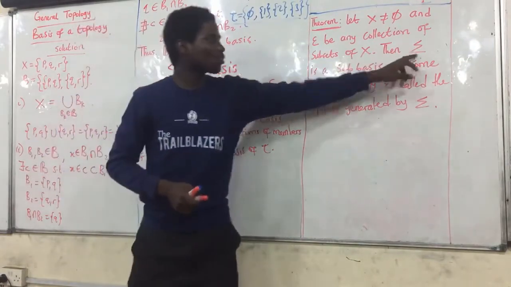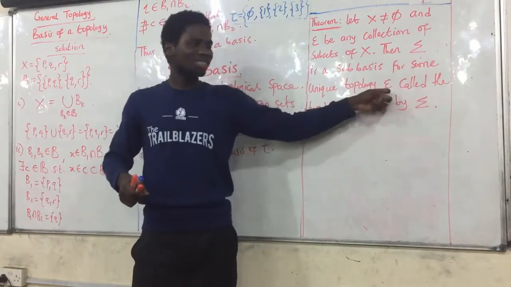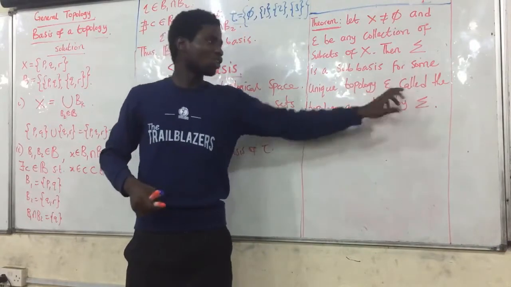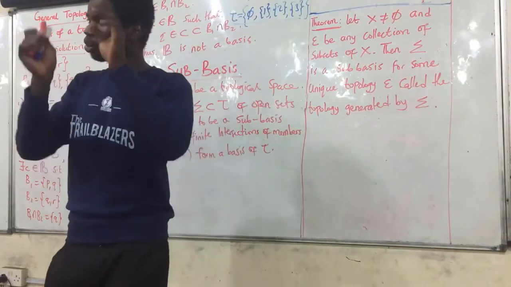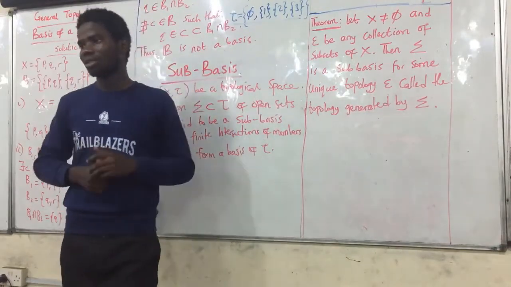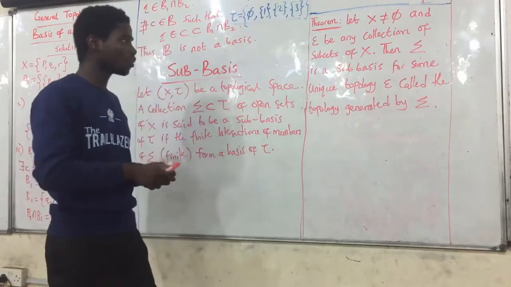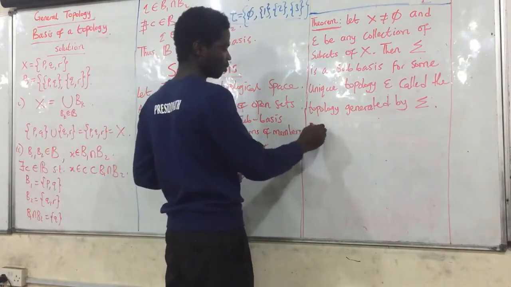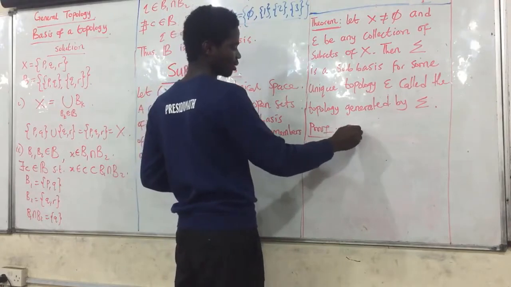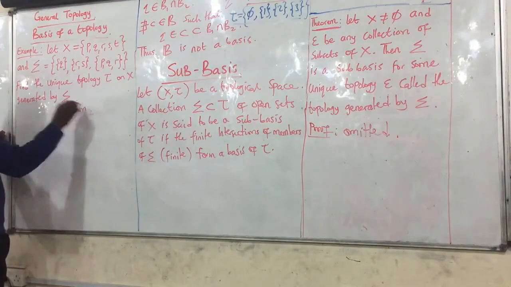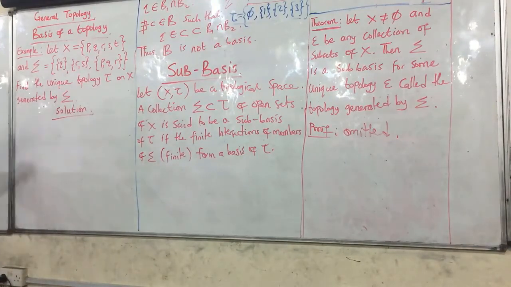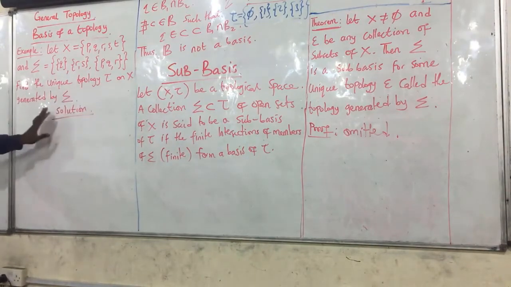So we say then this one is a sub-basis for some unique topology. This is now called the topology generated by the sub-basis. A sub-basis can generate a topology. Do you understand? The proof is omitted actually. Let S be this, and you are given a sub-basis. Then actually you should find a unique topology on this set generated by this, right?